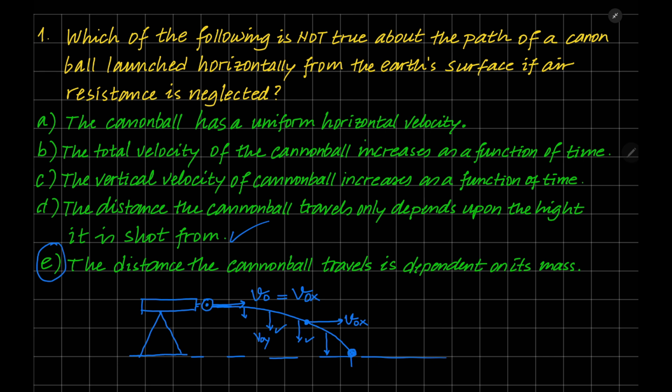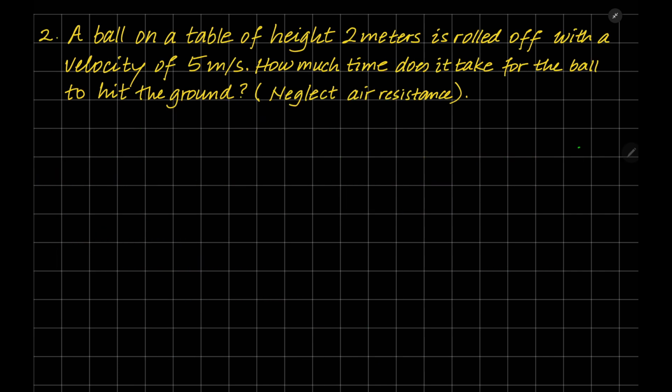Now let's go to the next question. This is the second question. A ball on a table of height 2 meters is rolled off with a velocity of 5 meters per second. How much time does it take for the ball to hit the ground? Neglect air resistance.